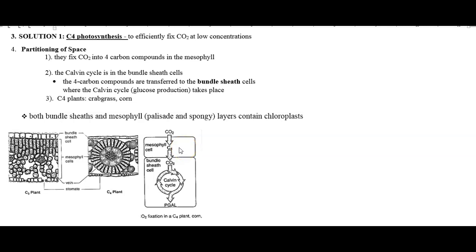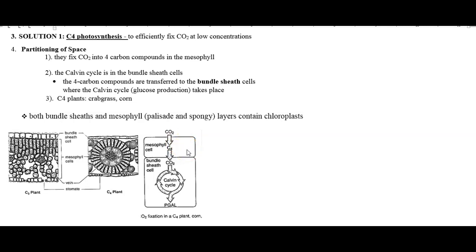And then that becomes carbon dioxide again, and now that carbon dioxide goes into the Calvin cycle. And those 4 carbon compounds are transferred to the bundle sheath cells. Normally, carbon dioxide is going to join to RuBP, and that takes place here.